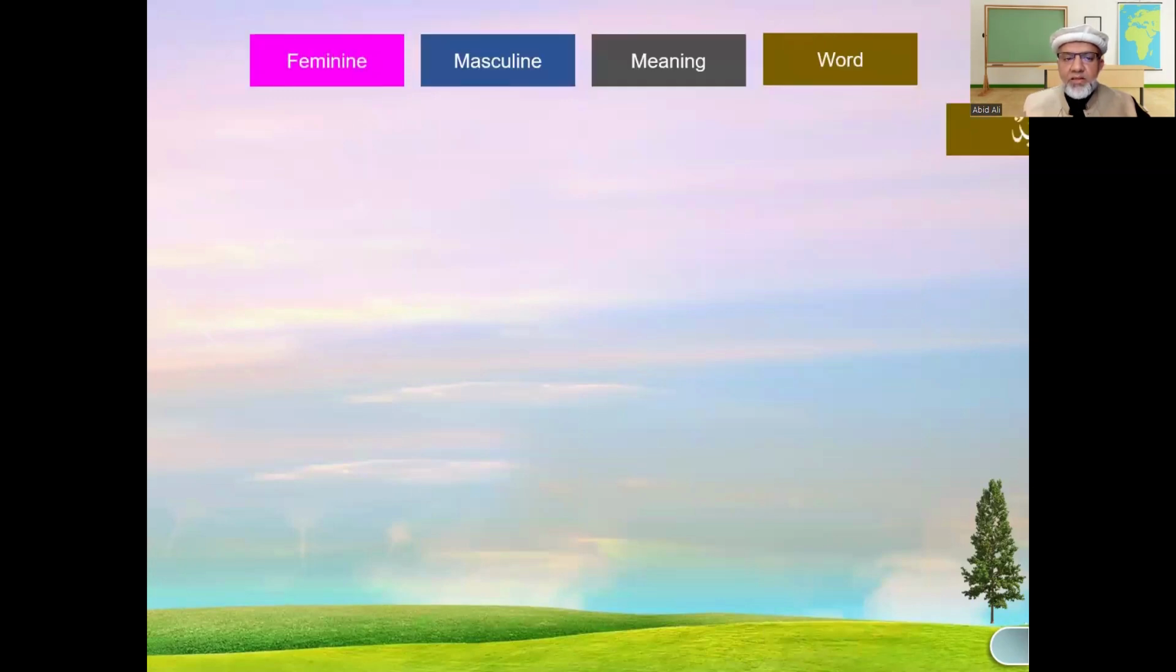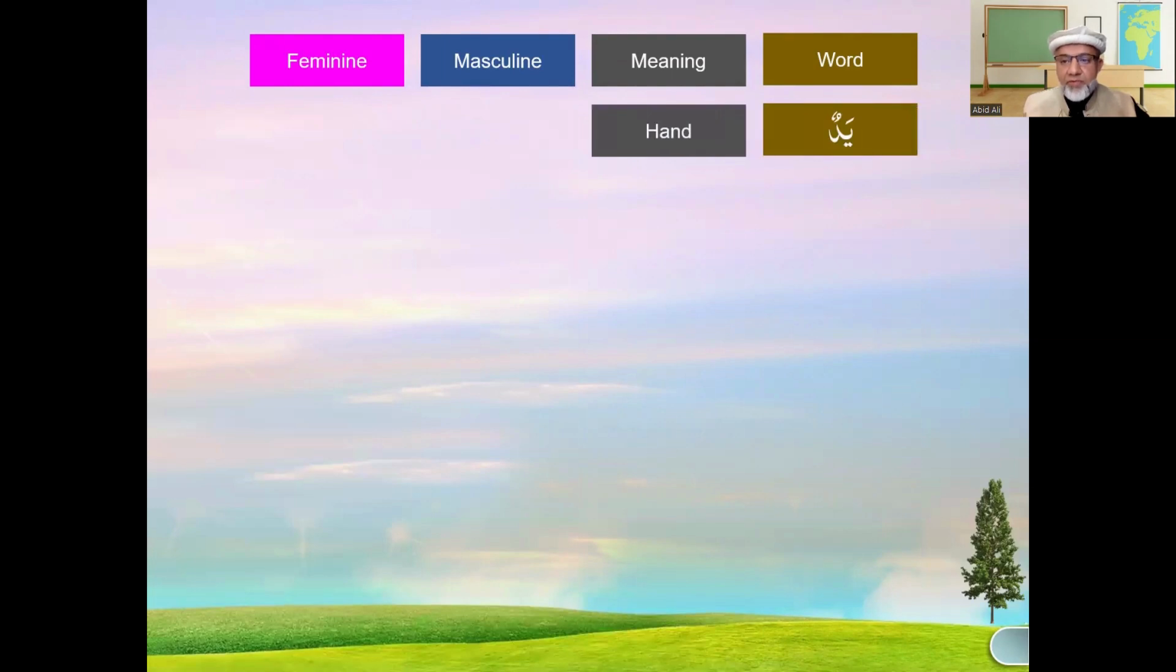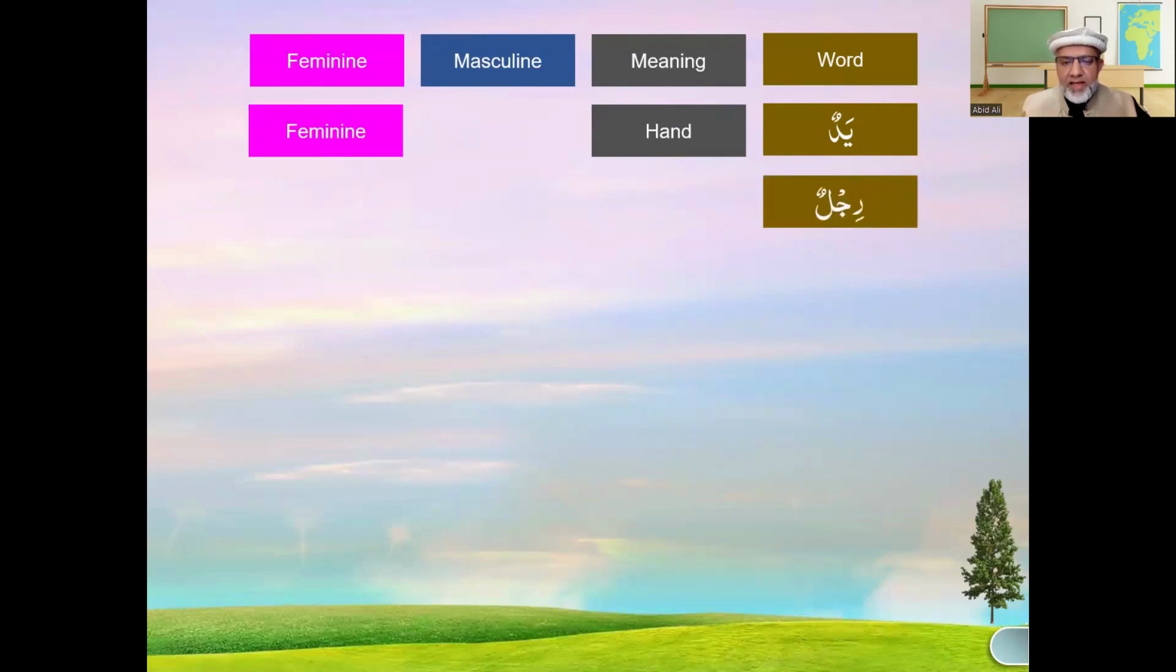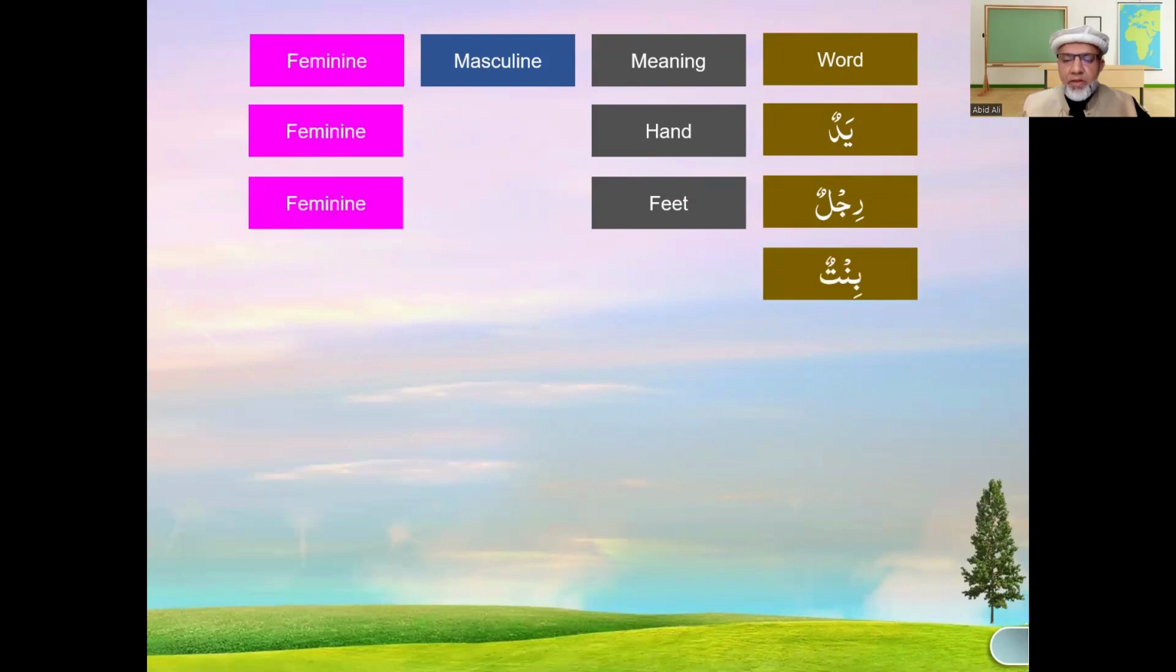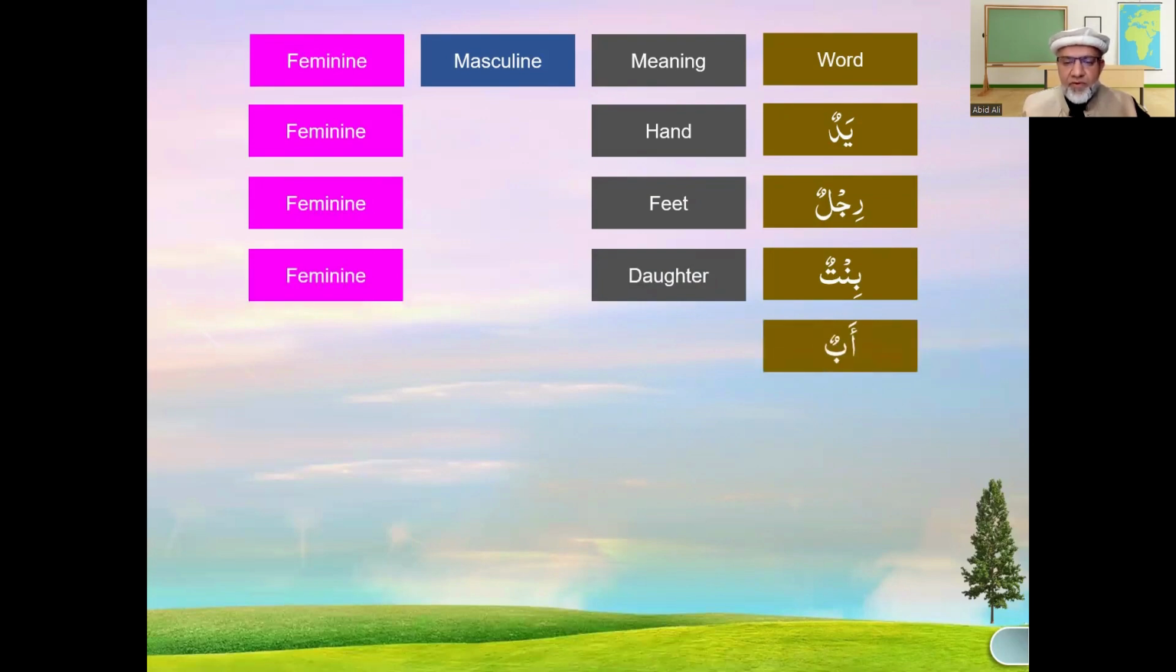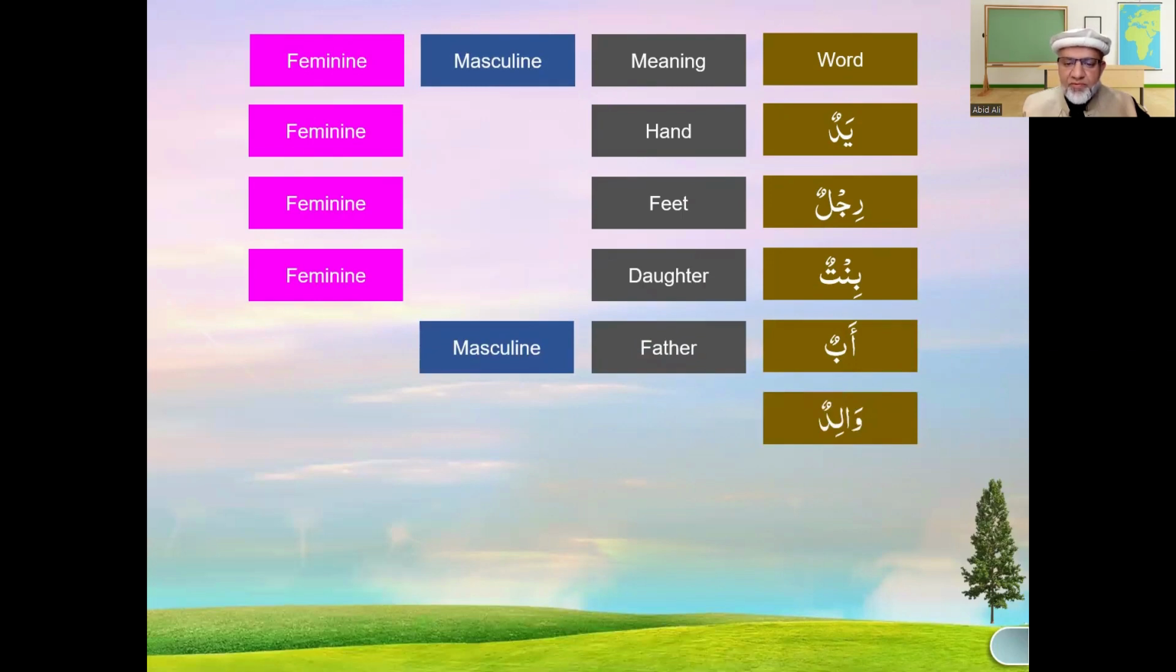Now let's look at another set of nouns. Yadun. Yadun means hand. How many do we have? 2. So we learned there is a category that the body parts in pair are feminine. So yad is feminine. Rijlun, legs or feet. How many do we have? 2. So that is feminine. Bintun, a girl or a daughter. So that is feminine. Abun, father. That is masculine. Walidun, father.